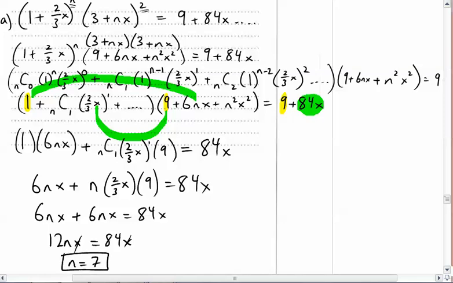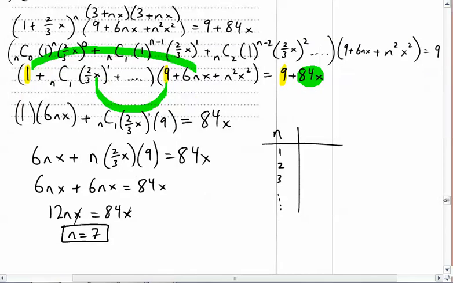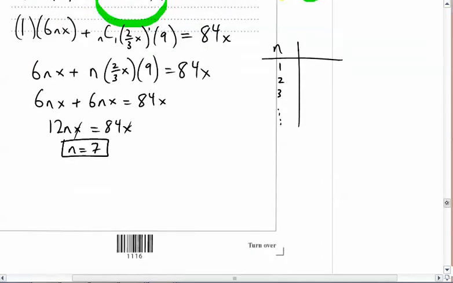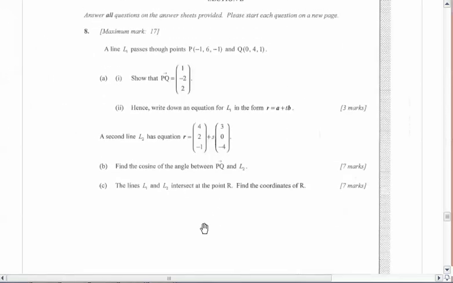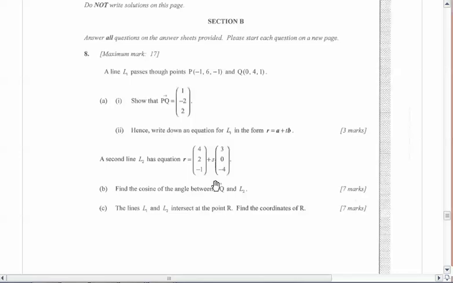You could also do this by trial and error. Just make a table for n is 1, n is 2. It wouldn't take you too long to get down to 7. Quite often binomials can be solved using trial and error. A good way to check your work if you have extra time. Okay, so don't forget that half of the marks of your test come from question 8, 9, 10. So don't get stuck up on question 7 and miss 8, 9, 10.